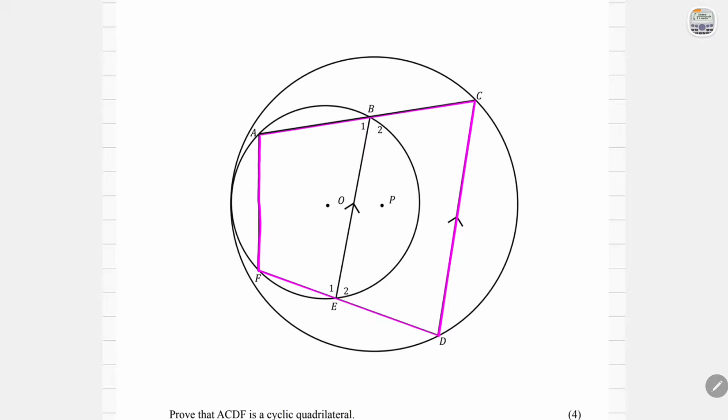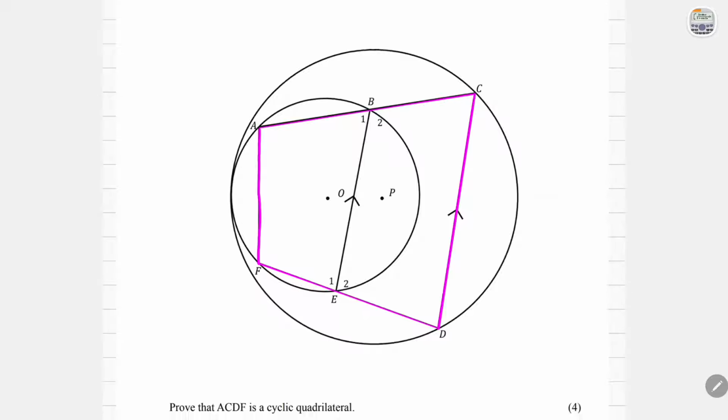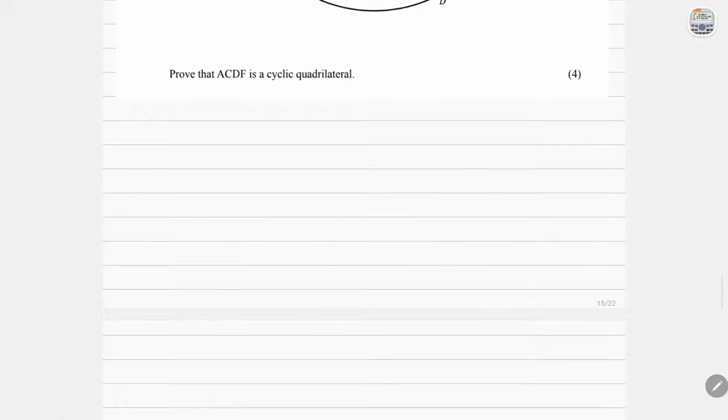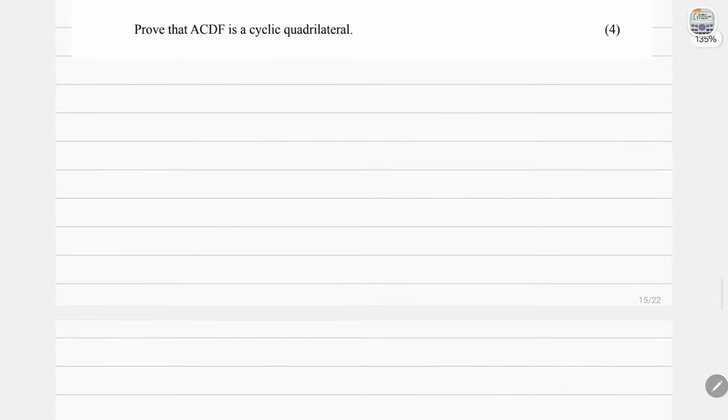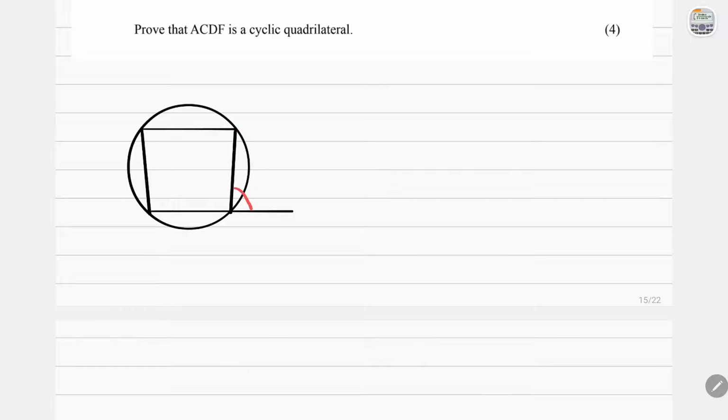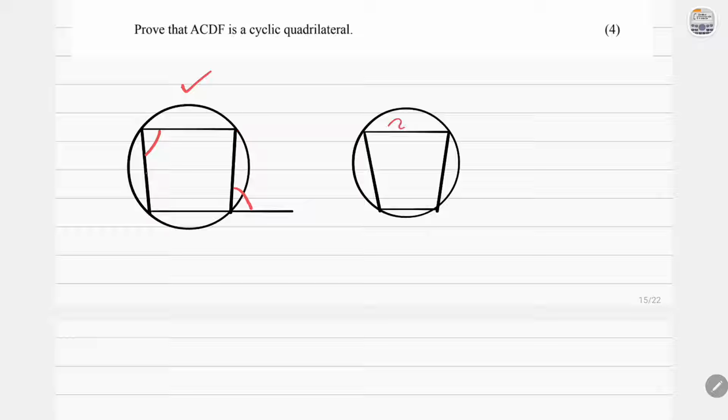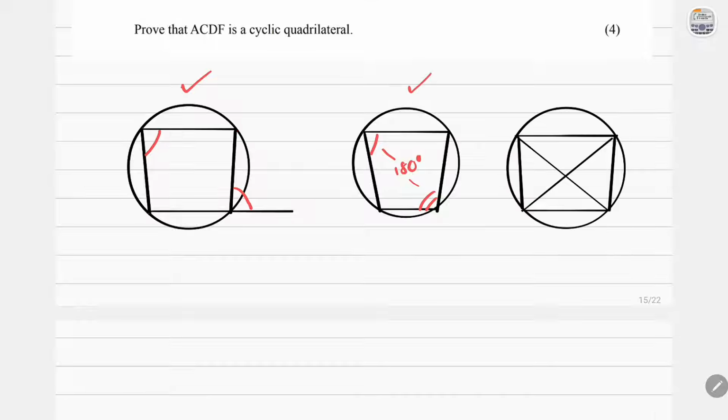Straight away, I see that in order to prove that this is a cyclic quad, remember that there are three theorems that you can use to prove that a shape is a cyclic quad. Number one, if the exterior angle of this quad is equal to the opposite interior angle, this is a cyclic quad. Number two, if the opposite angles in this quad add up to 180 degrees, then this is a cyclic quad. And the third way, if the angles in the same segment are equal, it's a cyclic quad.